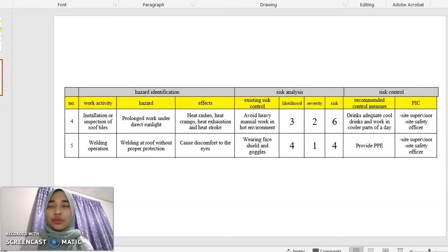This causes discomfort to the eyes. The existing risk control is wearing a face shield and goggles, and the risk is 4, which is low. The recommended control measure is to provide PPE to the workers.